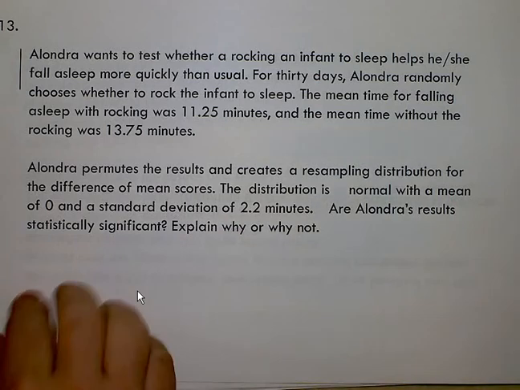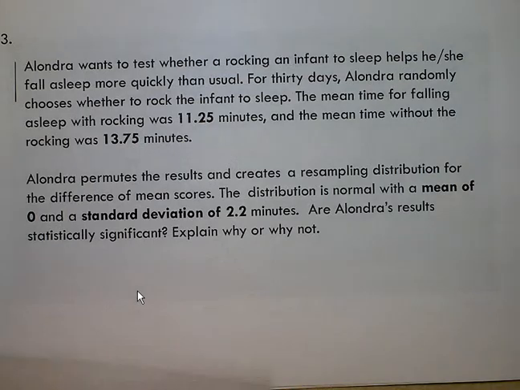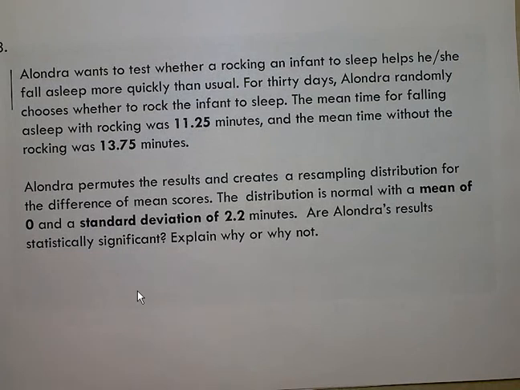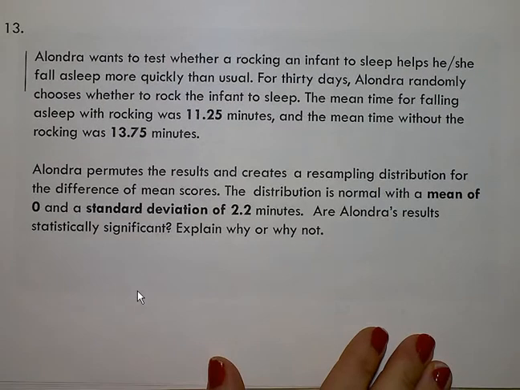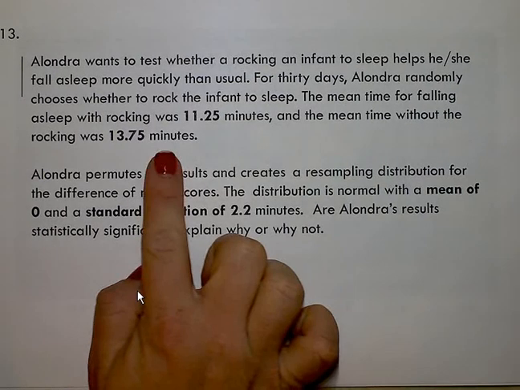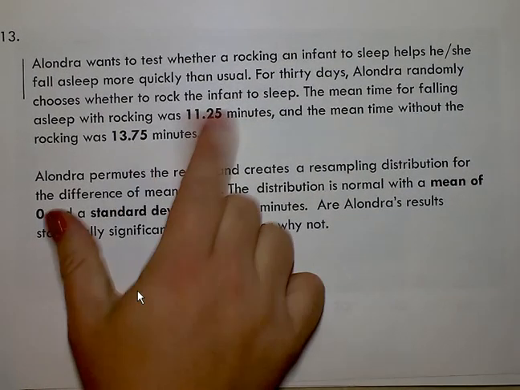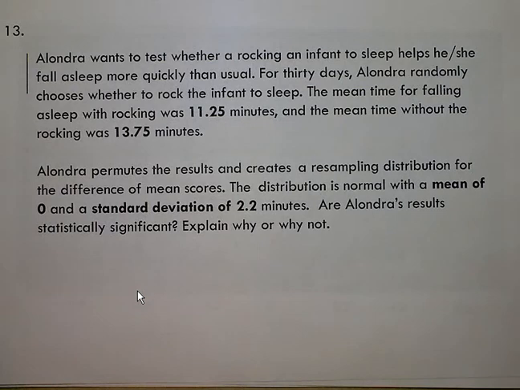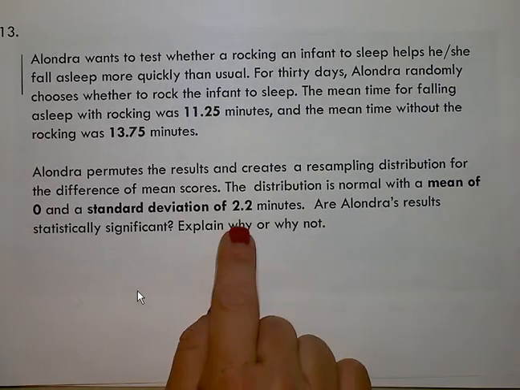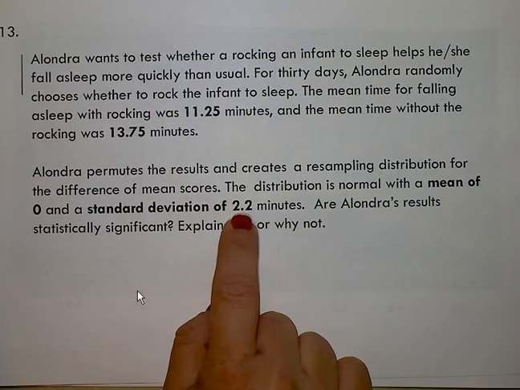Okay, well, let's look at the important information. So I've bolded in here the important information. So we have the mean time for falling asleep with a rocking chair and the mean time without. So we have these 2 numbers. We know that it's normally distributed, and this is the standard deviation. Is everybody understanding that so far? So this is what we have for these 2.